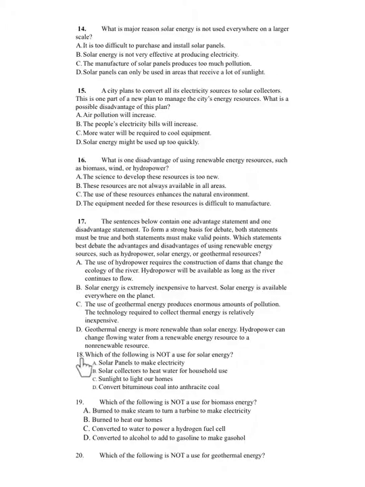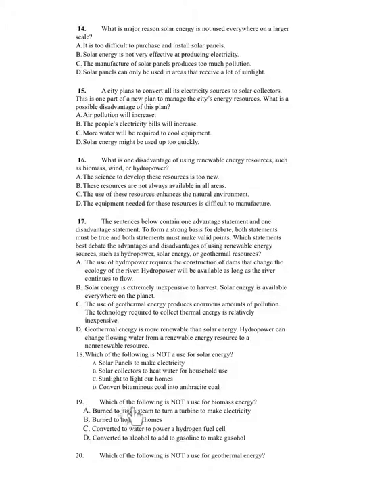Number 18. Which of the following is not a use for solar energy? A. Solar panels to make electricity. B. Solar collectors to heat water for household use. C. Sunlight to light our homes. D. Convert bituminous coal into anthracite coal.